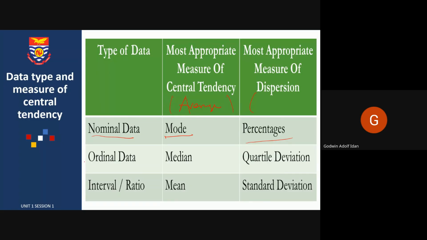And then for ordinal data, the median is appropriate. Then we use the quantile deviations to also serve as their dispersion. Then for interval and ratio, we use the mean to represent. In other words, I can say that for the continuous data, we can use the mean to represent the measure of central tendency, while the standard deviation represents the most appropriate measure of dispersion. So this table is very important, and we should have it in mind as we move through.